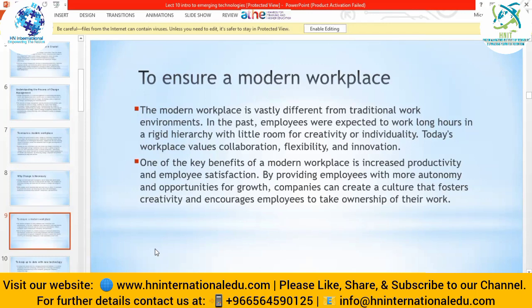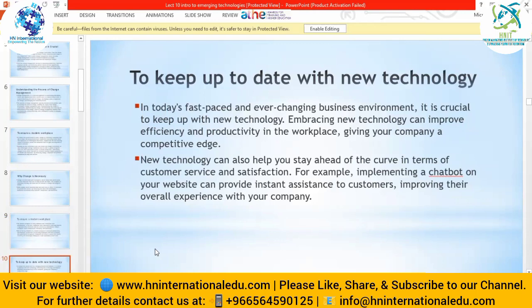One of the key benefits of the modern workplace is increased productivity and employee satisfaction by providing employees with more autonomy and opportunities for growth. Companies can create a culture that fosters creativity and encourages employees to take ownership of their work. So we should ensure we work in a modern workplace, because it can increase our productivity, increase employees' satisfaction, and be an easy atmosphere for the staff to keep up to date with new technology.